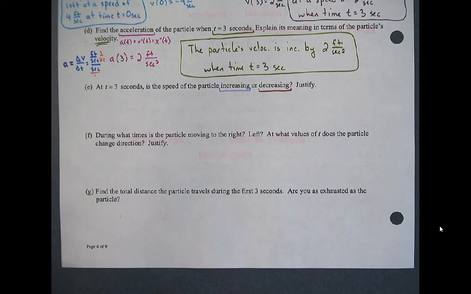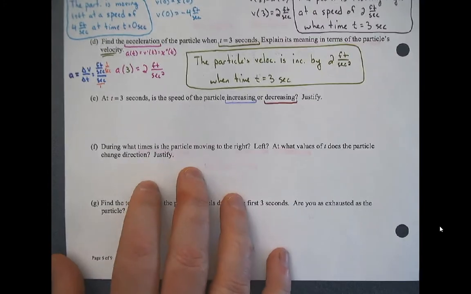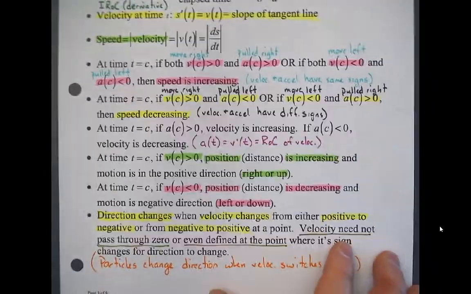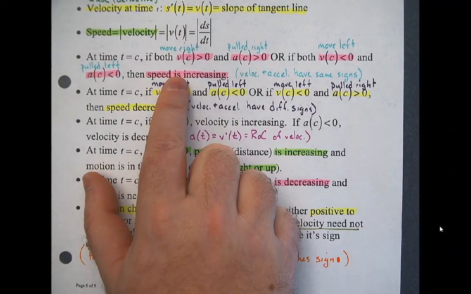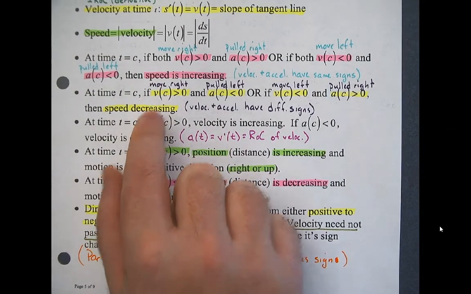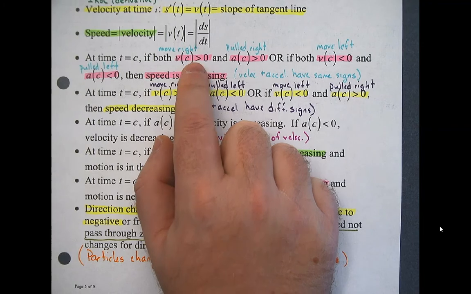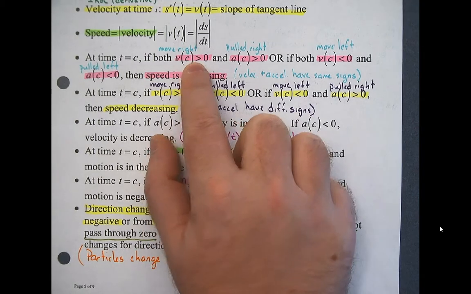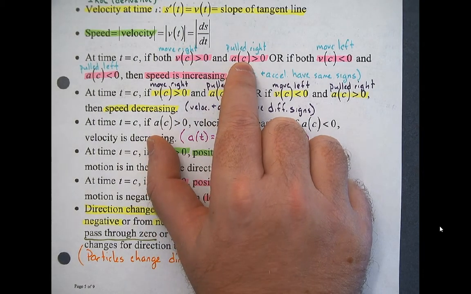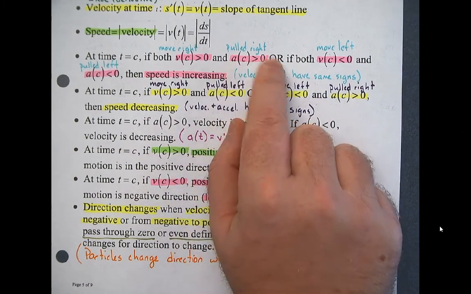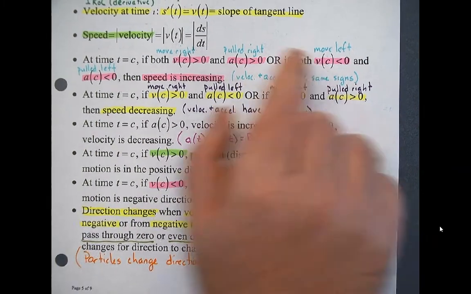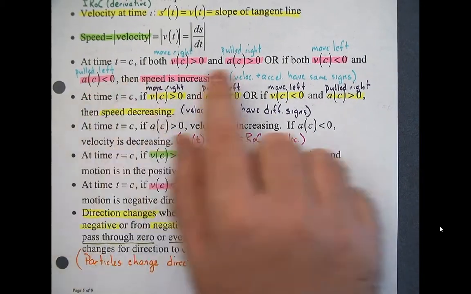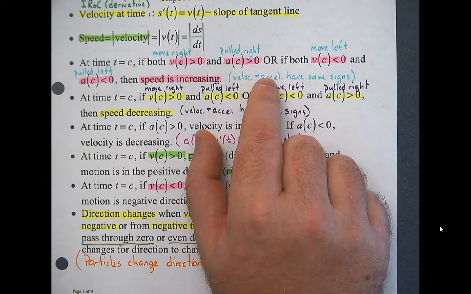Now, this is our first example of this, so I understand if you don't have it memorized yet. This comes from this side, though. So I want to talk about when is speed increasing and when is speed decreasing. Speed is increasing if the velocity is positive and the acceleration is positive, or the velocity is negative and the acceleration is negative. So we say velocity and acceleration have the same signs.